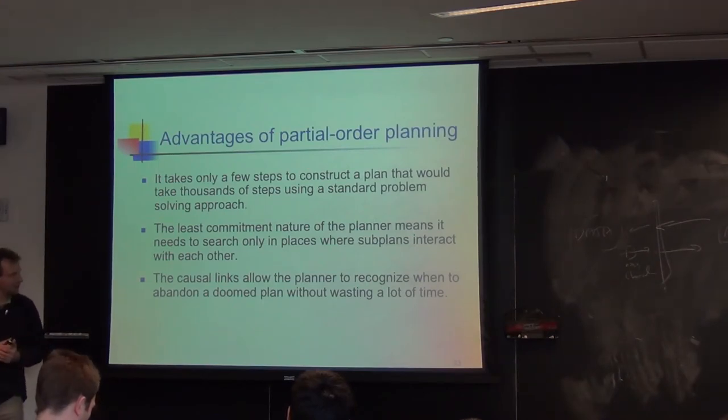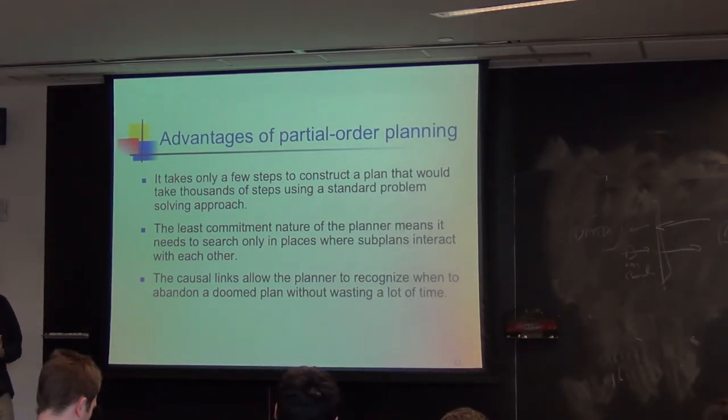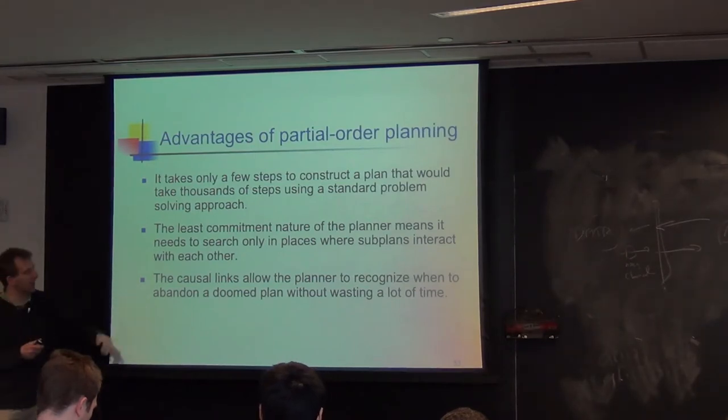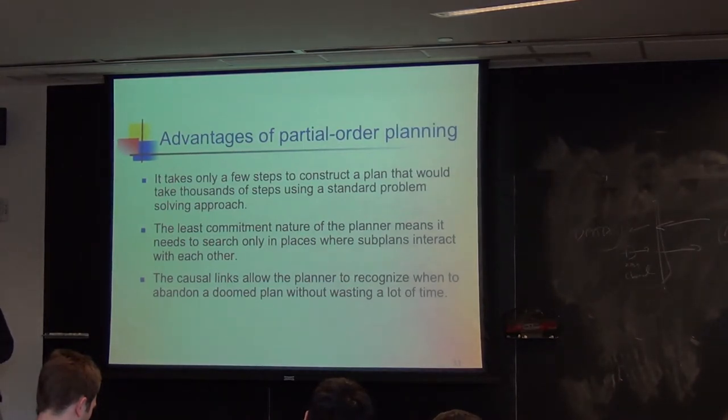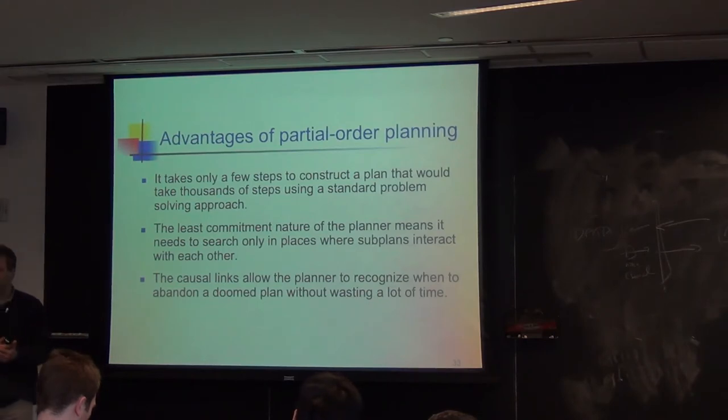The least commitment nature of the planner means it needs to search only in places where subplans interact with each other. Otherwise, it just keeps them floating and independent of each other. And the causal links allow the planner to recognize when to abandon a doomed plan without wasting a lot of time. It basically prunes very early on. All right. So it's a pretty powerful approach to doing planning. That said, there are many, many other planners that don't use this approach.